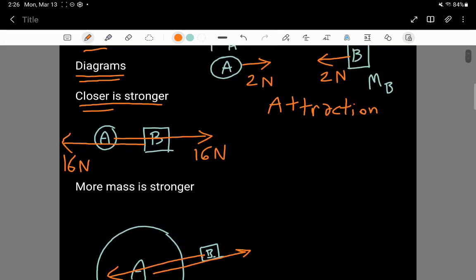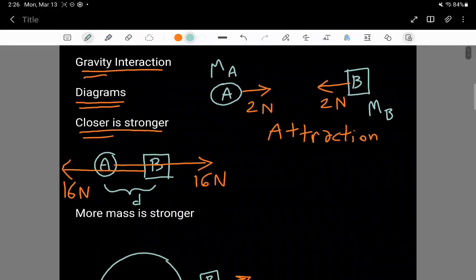When the two objects are closer to each other, right, so the distance between the two objects, that's meant to be a little d. When the distance between the two objects is smaller, then the forces are going to be bigger, right? So this is a situation where the distance was very much bigger and we had smaller forces.